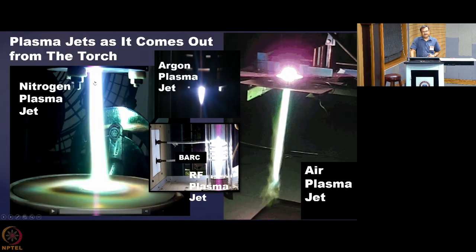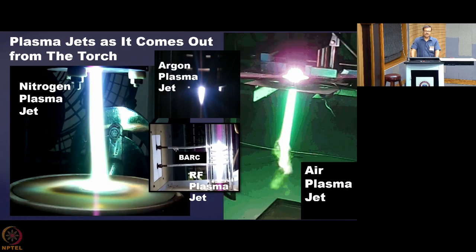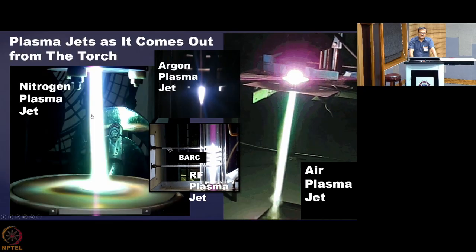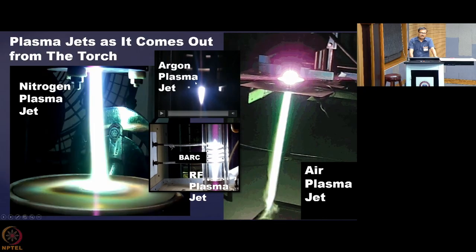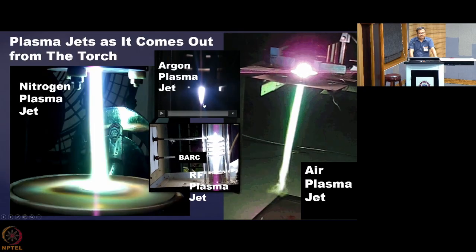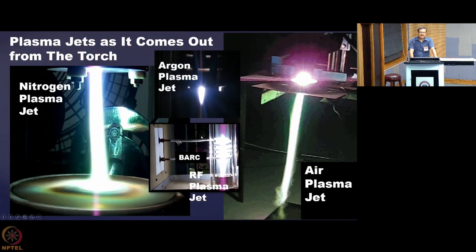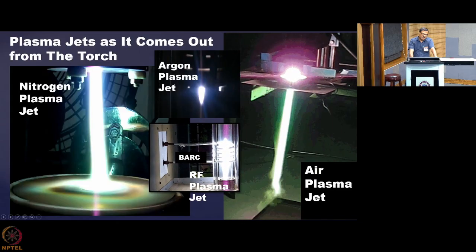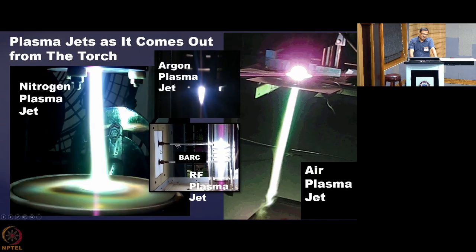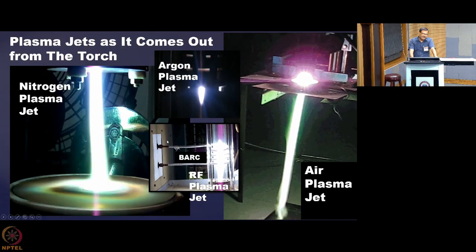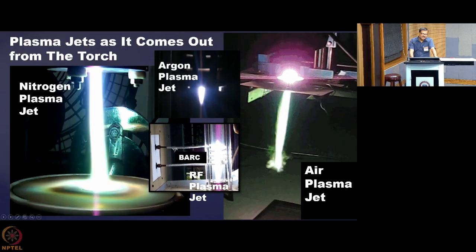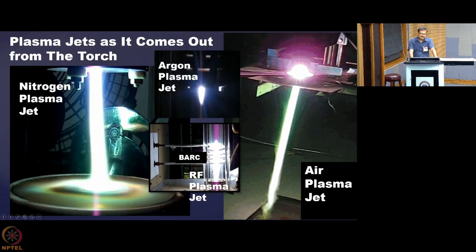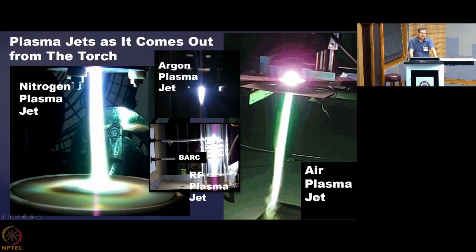This is a plasma torch which is discharging a nitrogen plasma jet. So, this is a nitrogen plasma torch. This one is an argon plasma jet. This is an RF plasma torch, and you can see that the camera is moving, but inside this is a plasma. It looks as if it is a static medium. So, it is so stable.